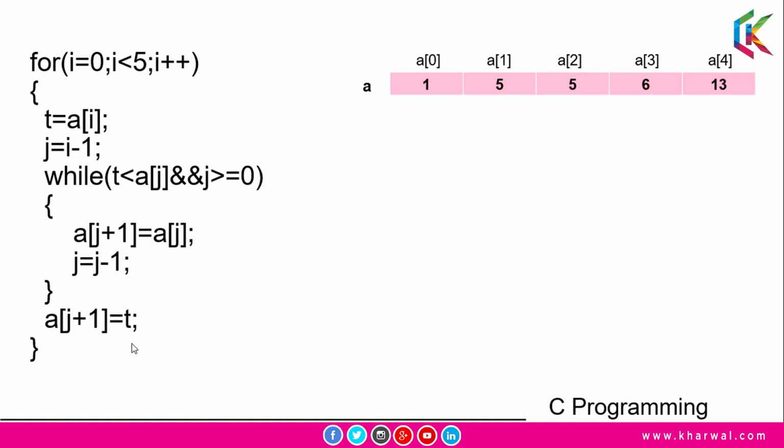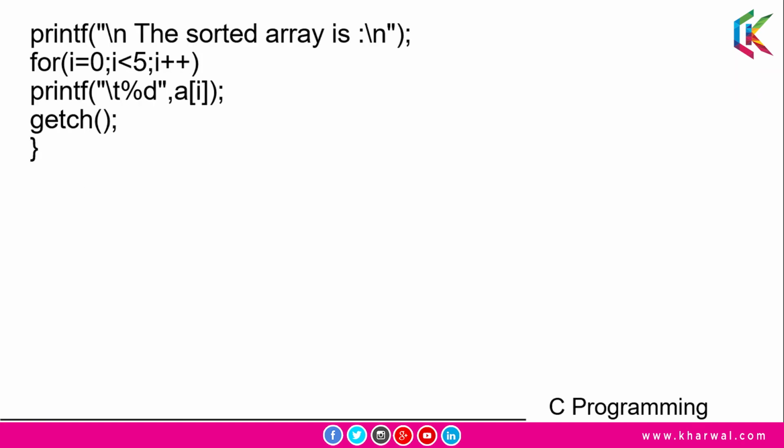So the value of j is 0. So a of 0 plus 1, that is a of 1, and we will assign the value of t to a of 1. So the 2 will be assigned to a of 1 like this. And after that i plus plus will be executed. So the value of i will be 5, and 5 less than 5, this is false. So now control will come out from this for loop, and now guys we can print each element from this array by using this for loop and printf statement.